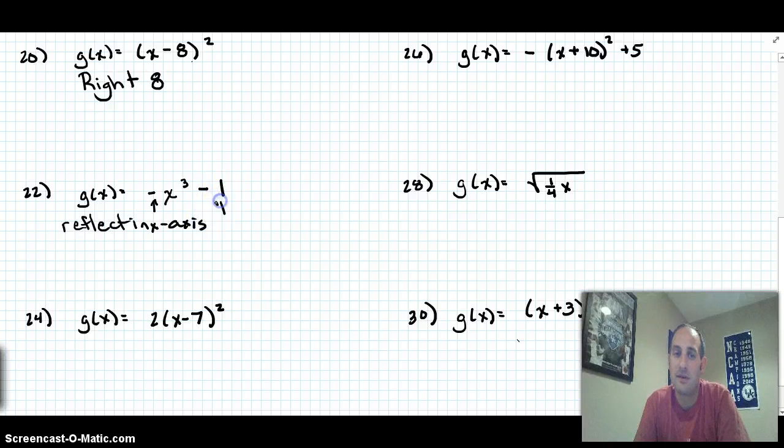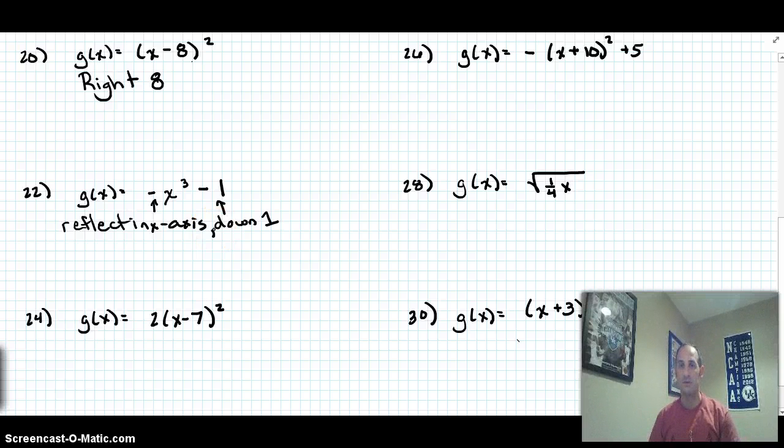Then finally, the last thing right here is going to tell us down 1 unit. And it happens in that order too. You wouldn't go down 1 and then reflect in the x-axis. That's going to do something different. Look at 24 down here. First of all, with the little -7 that you have on the inside, it's going to go to the right 7. That's in parentheses, so it happens first.